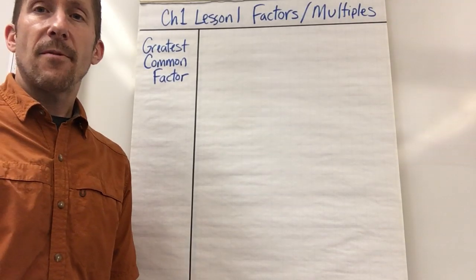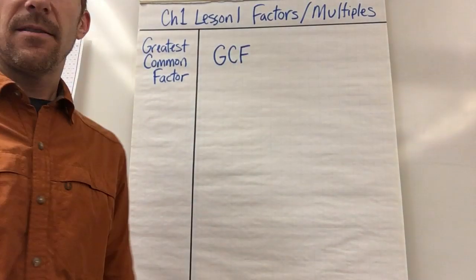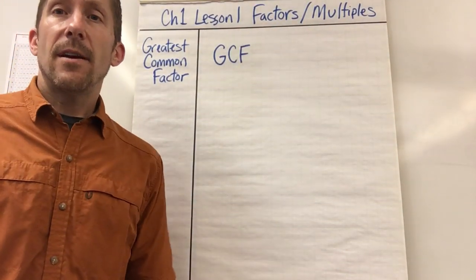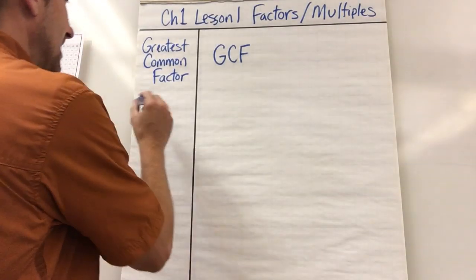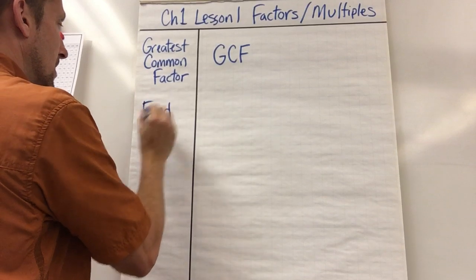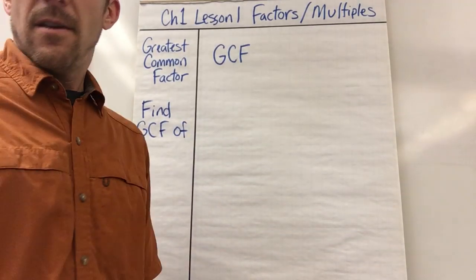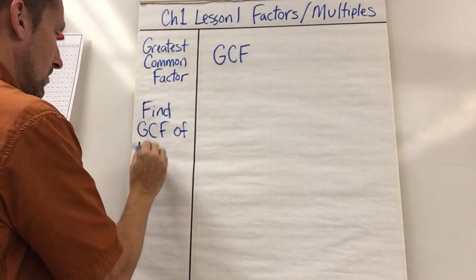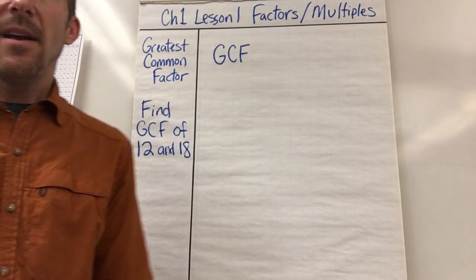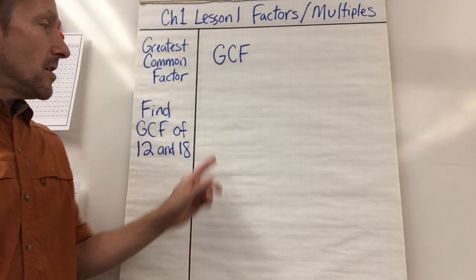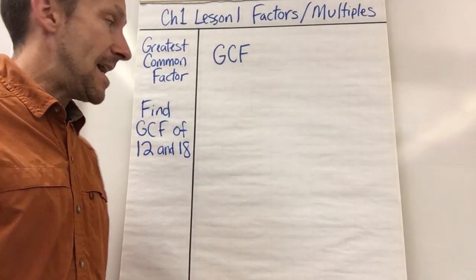How do you find the greatest common factor of two numbers? It is also abbreviated GCF. Here is the example we're going to walk through. Find the GCF of 12 and 18. Here's your strategy. You are going to create factor rainbows for 12 and 18. That's what I'm going to walk you through right now.